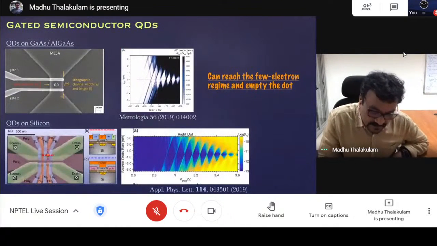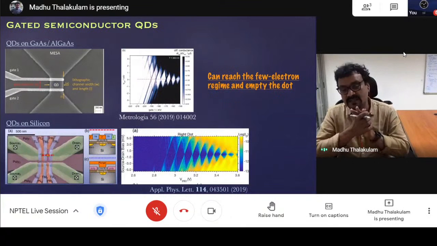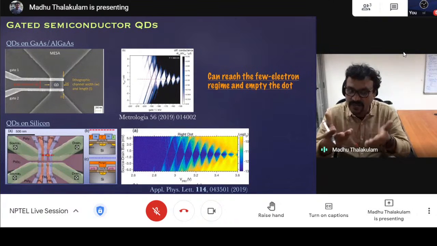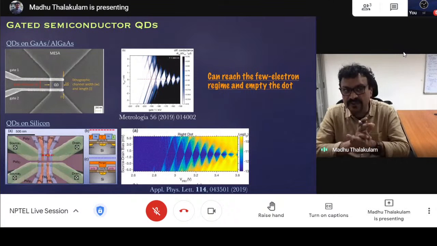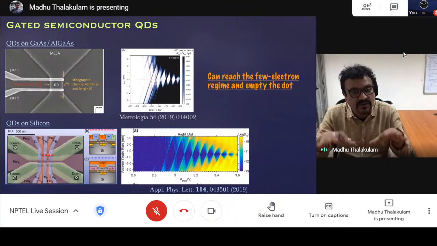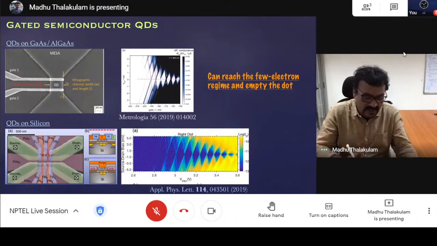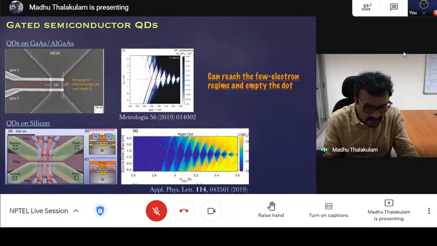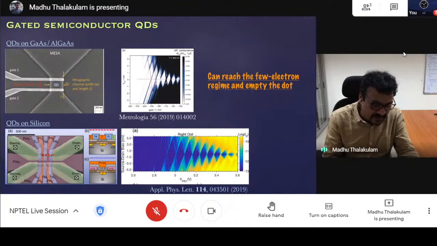Now, the controllable structures are the gated semiconductor quantum dots. Here what you have is a two-dimensional electron system, as we discussed before, and you use gates to control the tunnel barrier, gates to control the dot. In this case, you have a conducting region defined by the etch. The dimensions are probably 200 to 250 nanometers wide. Then these bright regions are gates.